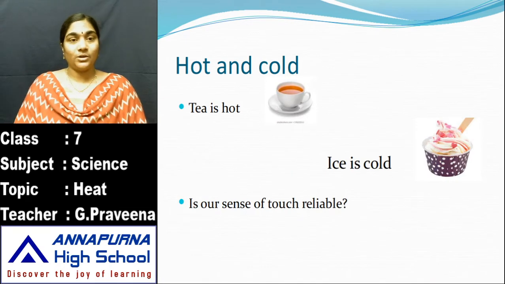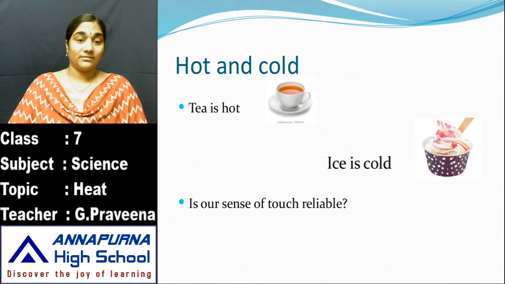Yes, we all know that there are different objects which are hot and which are cold. As we all know, tea is hot and ice is cold. But a few objects are hotter than others, and a few objects are colder than others. How do we know that an object is hotter or colder than another? Generally, we just do it by touching. But is our sense of touch reliable?